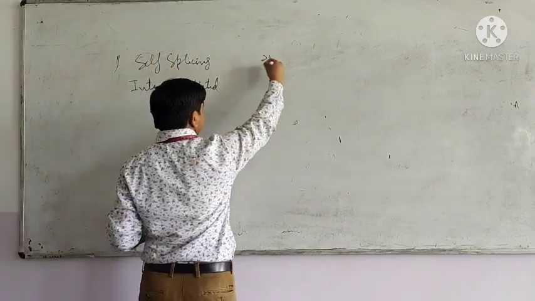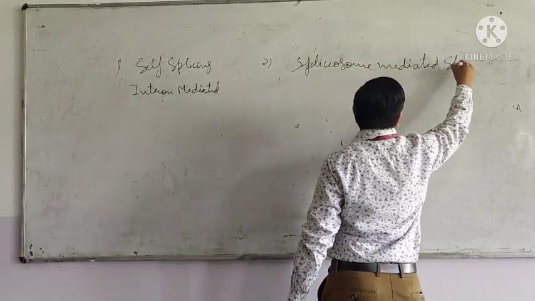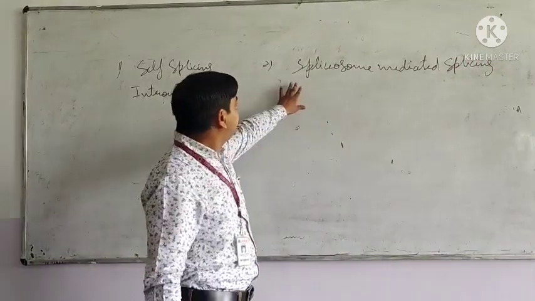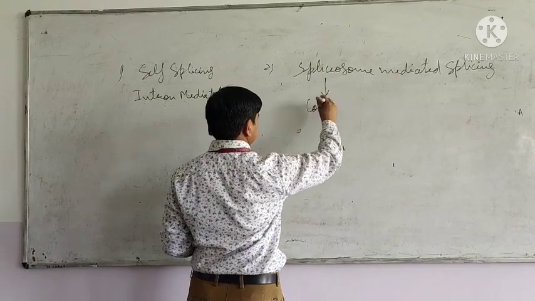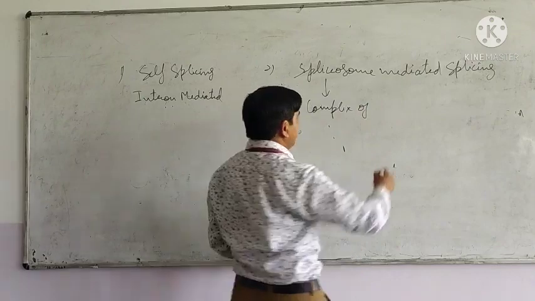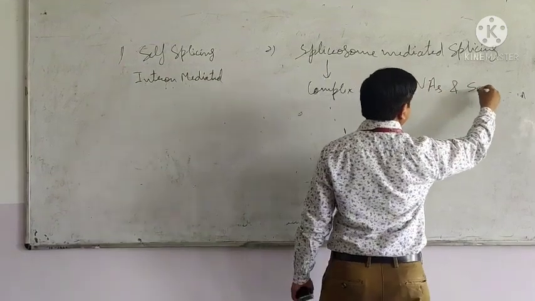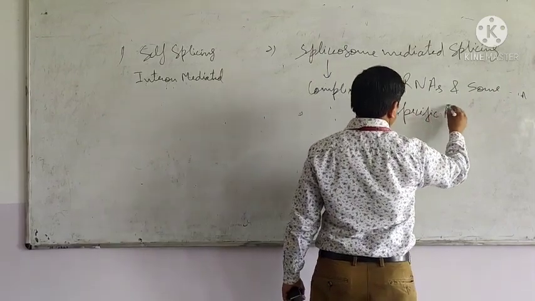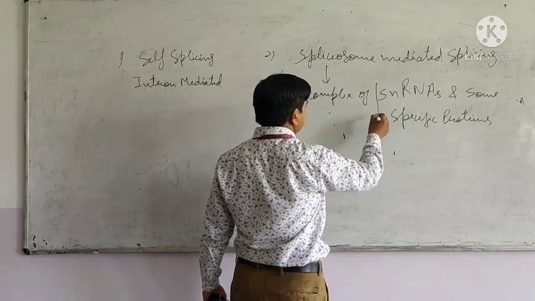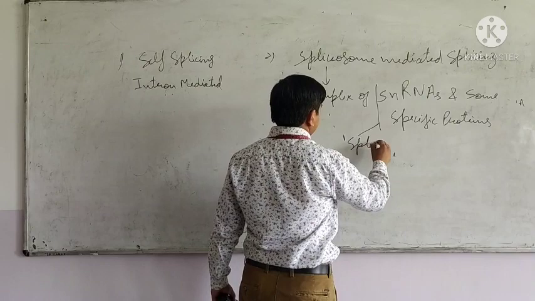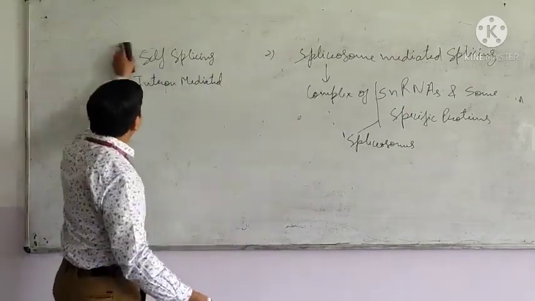The second one is spliceosome-mediated splicing. Here the spliceosome helps in splicing, and the spliceosome is a complex of snRNAs and specific proteins. The snRNAs and proteins form a complex which is known as the spliceosome. So, many spliceosome components help in splicing, and we will discuss this part.